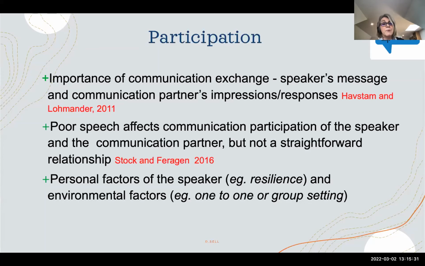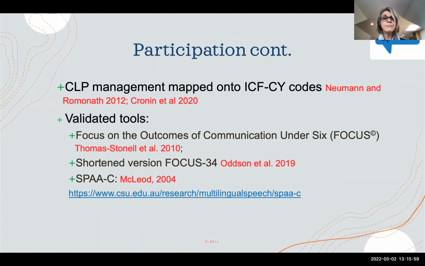And yes, I forgot to point out that actually on the ICF, we've also got other factors, haven't we? We've got the personal factors of the speaker to take into account. And in this instance, perhaps the variation in resilience of a speaker, and also environmental factors. So, you know, are you speaking face to face with someone you know, or are you speaking out loud in a group of strangers, for example? All of those things play into participation.